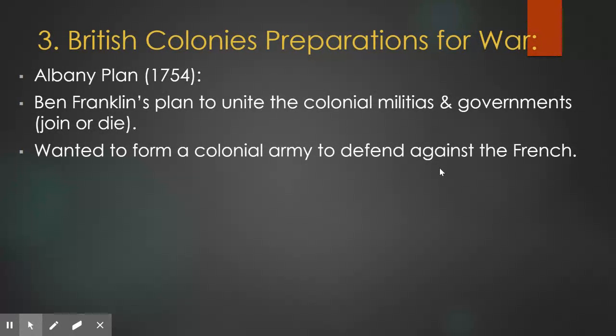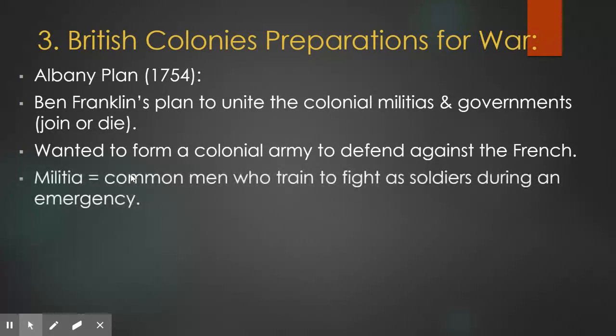What Ben Franklin really wanted to do is create one colonial army. Say, hey, we've got to do this together. You can see the slogan, join or die, right? We've got to join together or we're going to get beat, right? Here's a definition for militia that you did on your vocab sheet Monday.